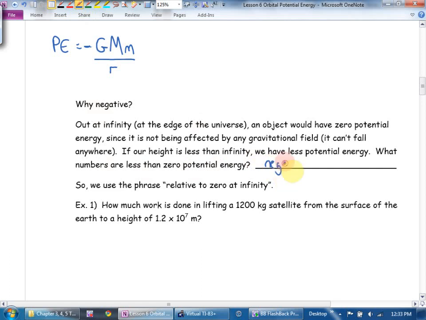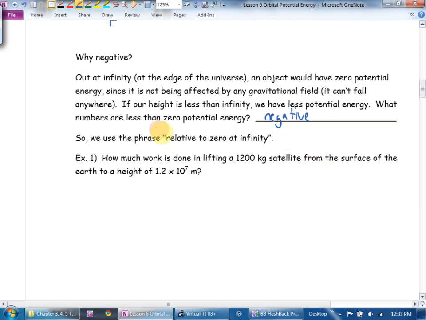So, what numbers are less than zero potential energy? Negative numbers. Now, don't worry, you'll get positive answers because often we'll be doing change in. And what's change in anything? Final minus initial. And that minus initial, because it's going to be a minus minus, is often going to give you a positive answer. So don't freak out. Just be really careful with your signs. So we use the phrase relative to zero at infinity.